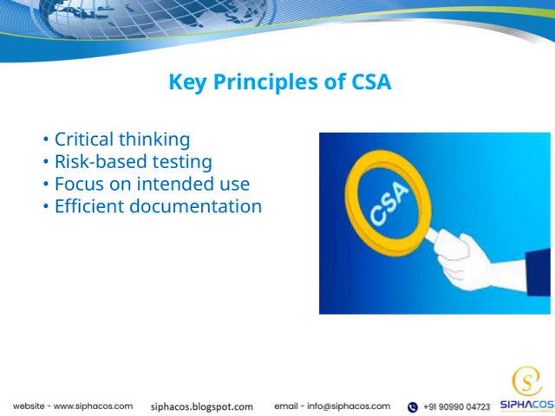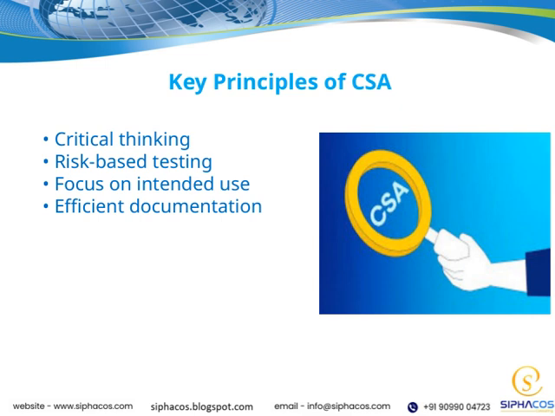Next, risk-based testing focuses our efforts where they matter most. By identifying the areas with the highest potential impact or likelihood of issues, we can prioritize our testing activities more effectively. It's also important to keep our focus on the intended use of the product or system. Understanding how users will interact with it helps us ensure that we're testing the right scenarios and that the final product meets user needs and expectations.